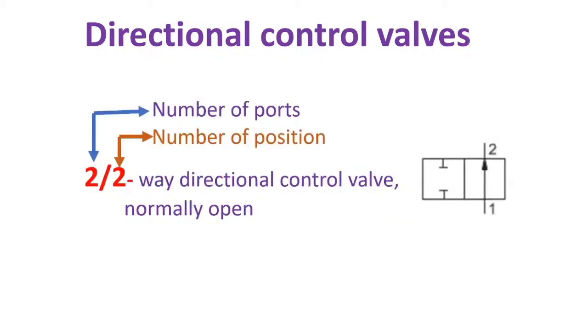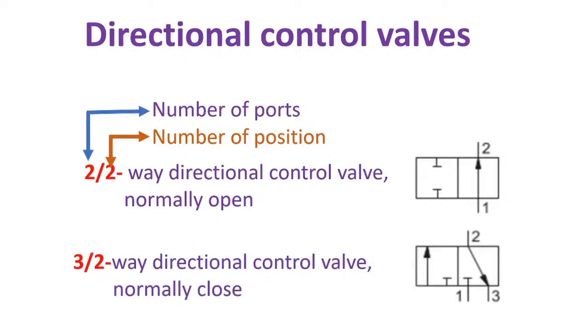This is one example of directional control valves. The first number represents the number of ports, and the second number represents the number of positions. This valve is a two-two-way directional control valve, normally open. The next one is a three-two-way directional control valve, normally closed.